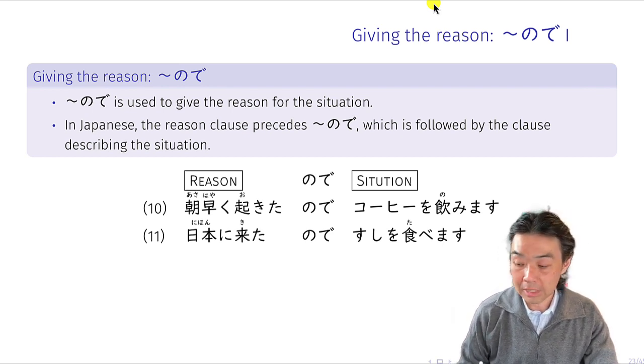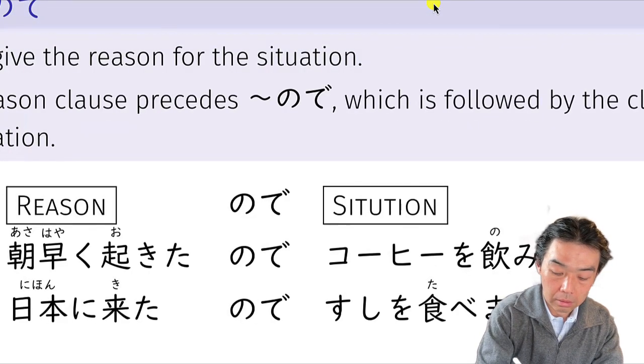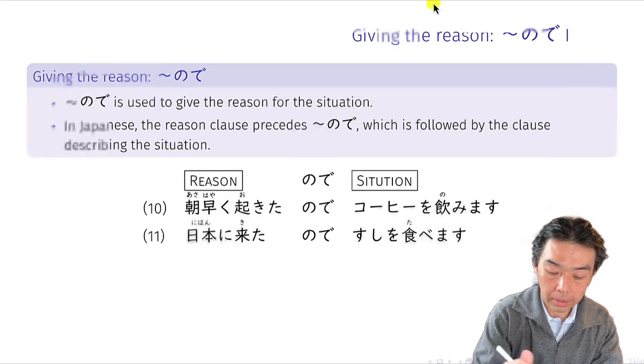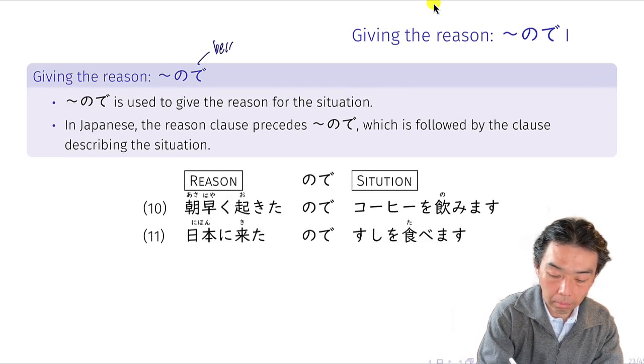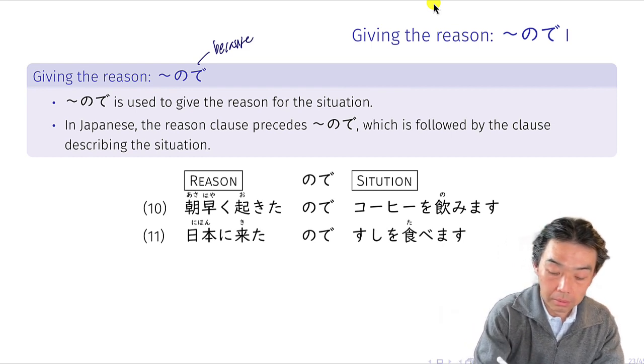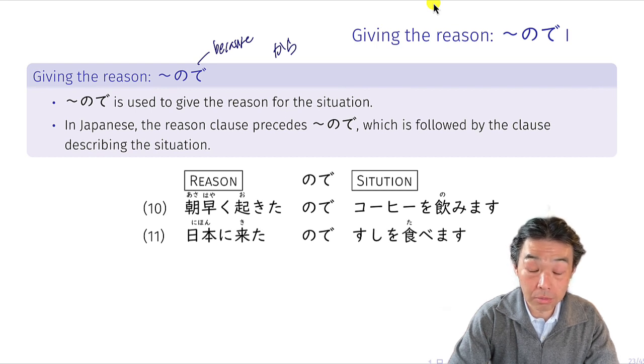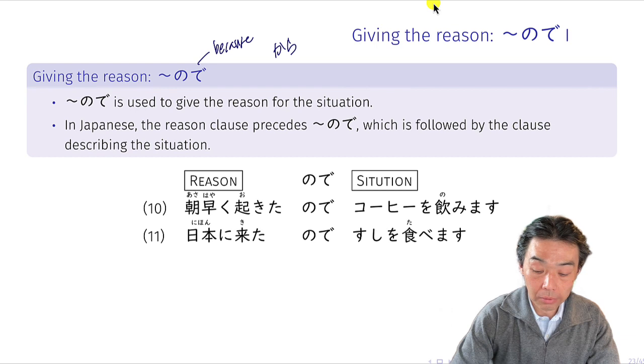Today, we are going to discuss node. So node is, oh, excuse me, because. And we already know how to say because, which is kara. So in many ways, node and kara are similar. The meanings are almost identical, and the usage are almost identical as well, with a few exceptions. So let's quickly review kara as well as node, because.